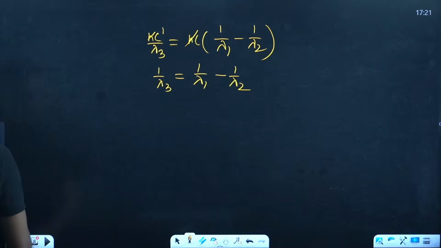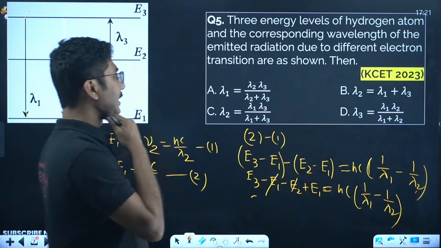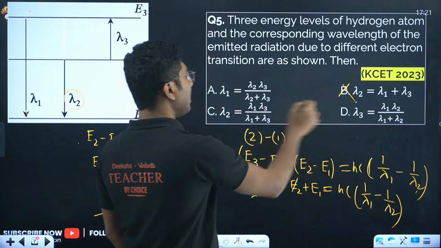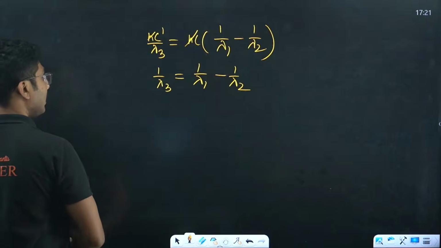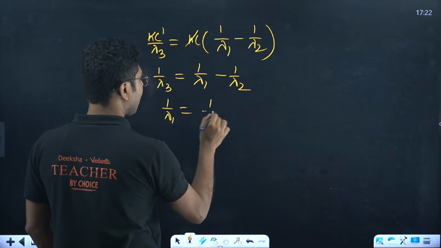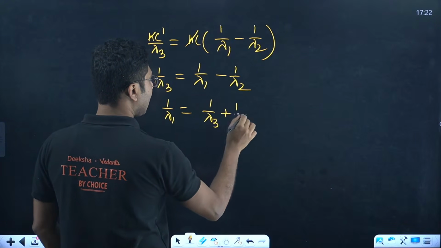Okay, so it is actually inversely related. Now let's see what we can calculate from here. Obviously this relation is incorrect. Let's try to find lambda 1. So 1 by lambda 1 equals 1 by lambda 3 plus 1 by lambda 2.